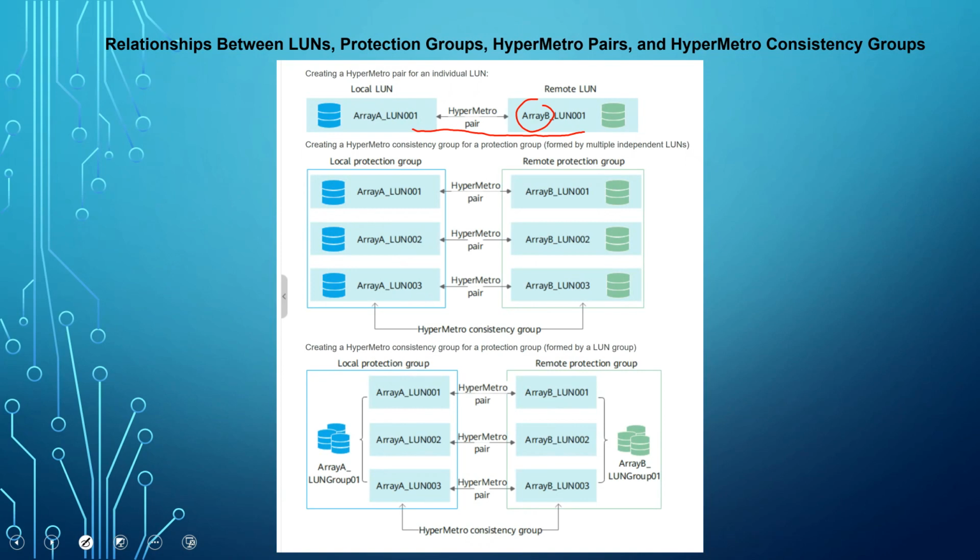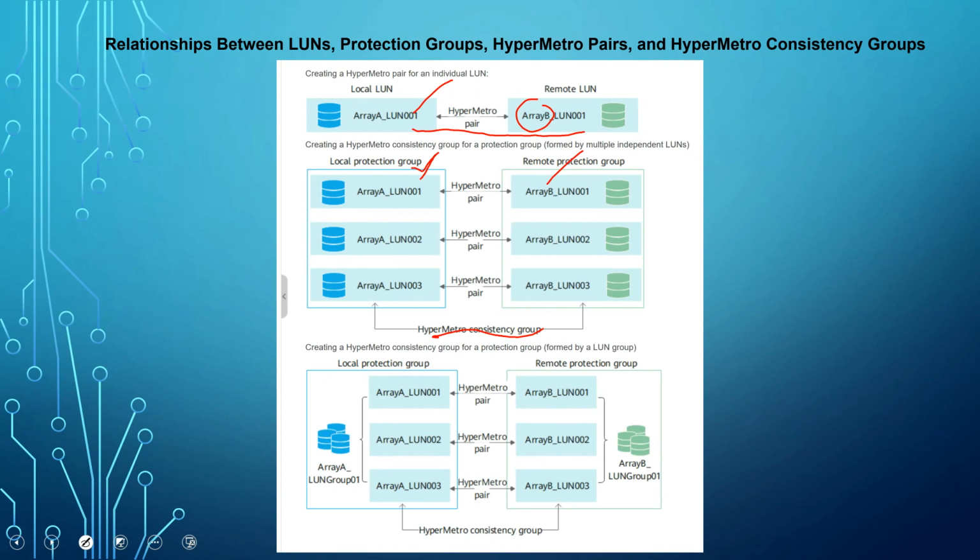So the second scenario is HyperMetro consistency group for protection group. So for example, this is a protection group, local protection group. This is a remote group. As we can see, multiple LUNs are in one group. This is a single LUN, and these are the multiple LUNs. Multiple LUNs are grouped in the protection group, and then you can create HyperMetro pairs on all LUNs. And then on top of that, you can create a HyperMetro consistency group to keep it consistent.